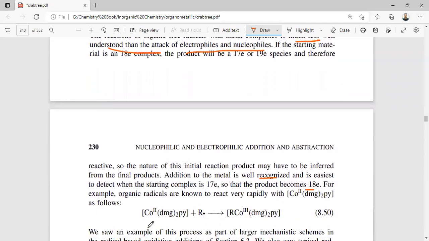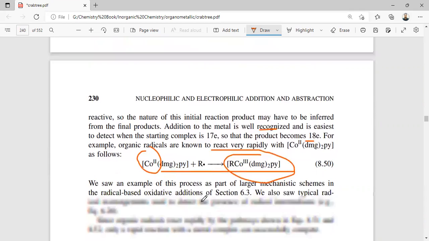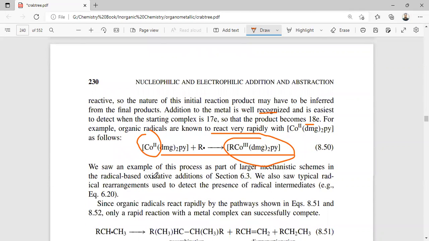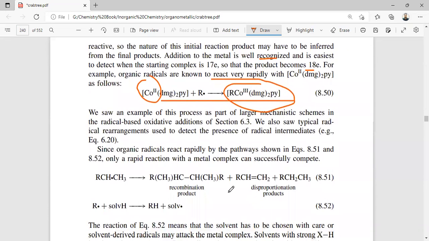For example, organic radicals are known to react very readily with Co(II)(DMG)2 pyridine as follows. So Co(II)(DMG)2 pyridine plus R dot gives R-Co(III)(DMG)2 pyridine. It oxidizes this cobalt center to form this cobalt(III) alkyl. We saw an example of this process as part of the larger mechanistic scheme in the radical based oxidative addition. We also saw typical radical rearrangements used to detect the presence of metal radical intermediates, since organic radicals react rapidly by the pathways shown, and only a rapid reaction with the metal complex can be successfully competitive.